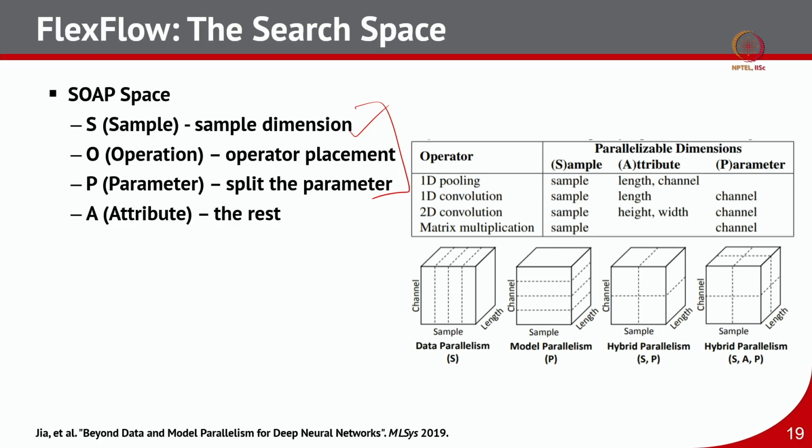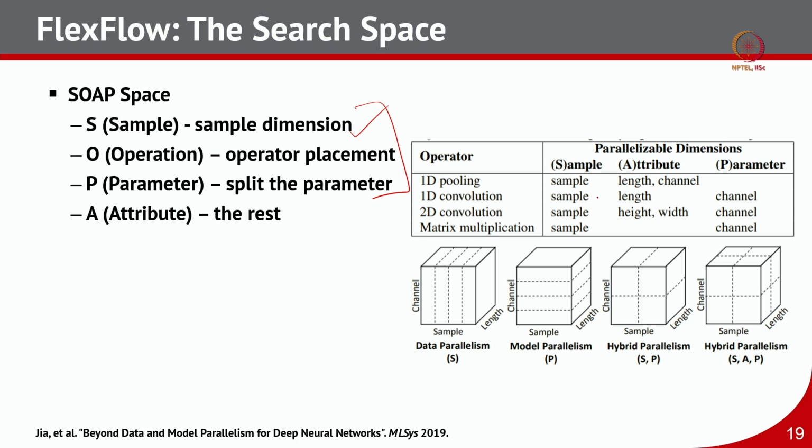So, let us see how all these dimensions, or modalities, in the search space are applicable onto different operators. Let us say we have 1D pooling. Then we can of course parallelize in terms of sample, and we can also parallelize in terms of length and channel. Since there is no parameter for pooling, we cannot parallelize in terms of parameters, right. Now, for 1D and 2D convolution, again we can perform model parallelism.